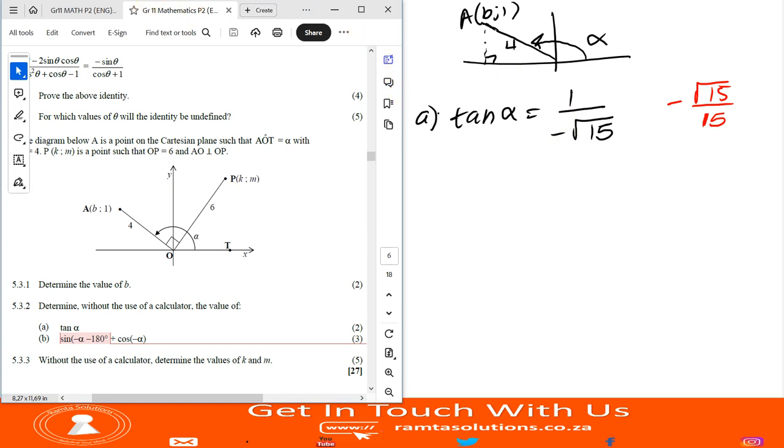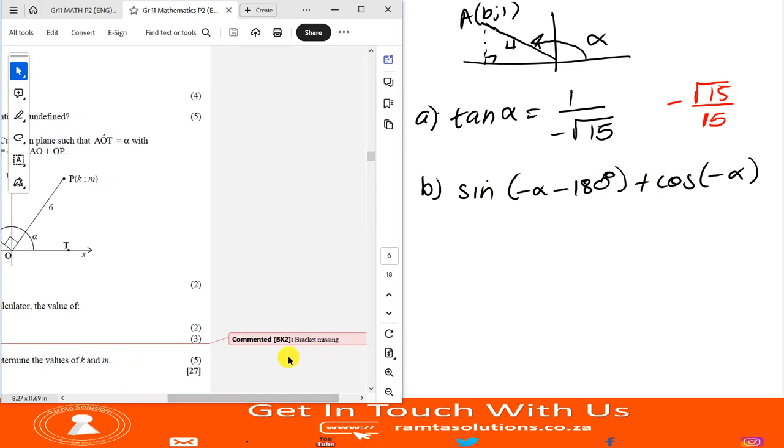Proceeding. Now, question B says, this is supposed to be like this: sine of (negative alpha minus 180 degrees), close bracket, plus cos negative alpha. The reason why this question paper looks so weird is because there's a comment. This comment says bracket missing. So BK, who is the one that wrote this question paper, made this comment.